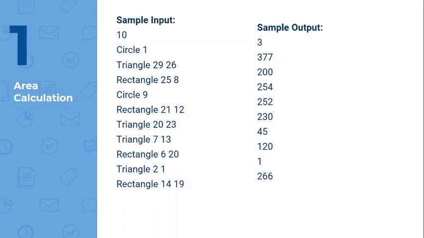Let us take a look at the sample input. So sample input, circle, and the radius is 1. So if radius is 1, then we have to compute pi r square. Similarly triangle, rectangle. So the words circle, triangle, rectangle correspond to the type of object that we have to create. Now let us just dive into the solution.